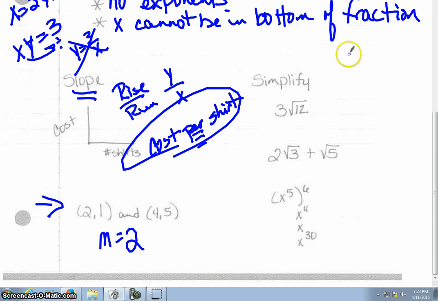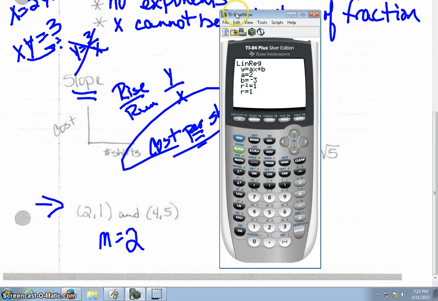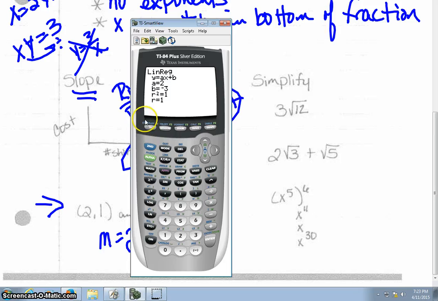You're going to have problems that want you to simplify square roots. We talked about this a while back. We're just going to use the calculator and let it cheat for us, basically. You would take the problem they gave you, 3 square root of 12, and put it in your calculator. You do second x squared to get your square root. So 3 square root of 12, enter. And you would get 10.39.